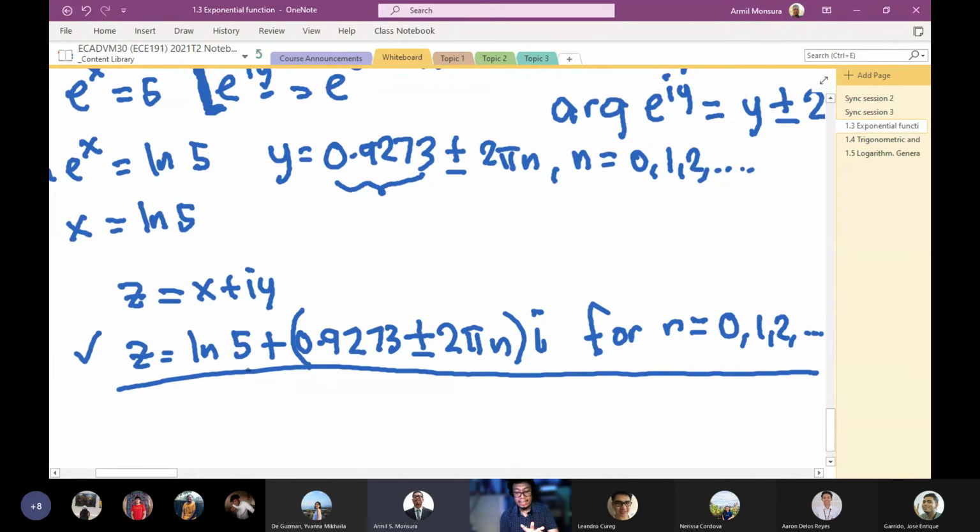Now, ito pala, additional points. Ano ngayon ang pinagkaiba nito nung number na to sa number na to? Notice na ngayon, itong z ninyo is in rectangular form. Notice that it is now in rectangular form.